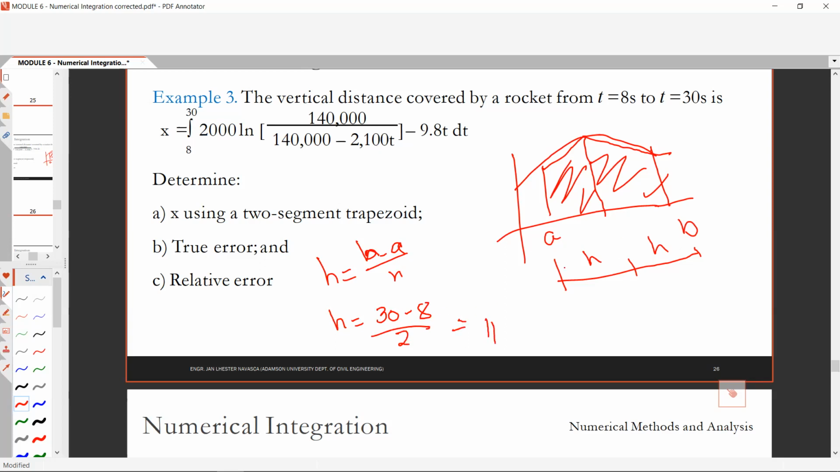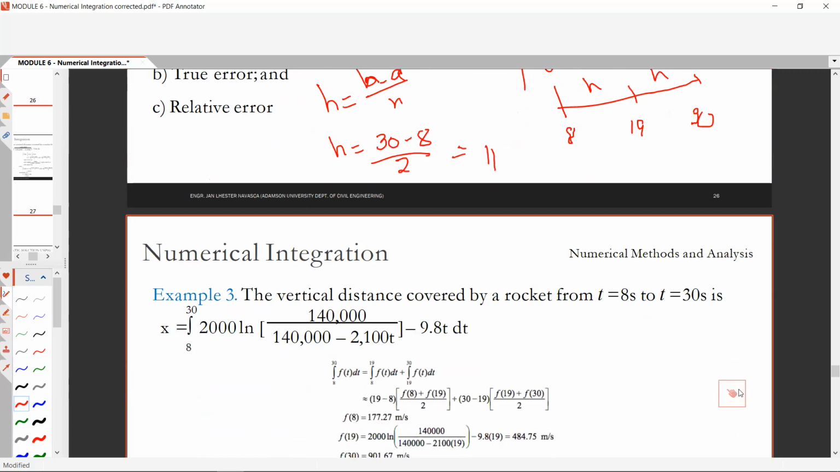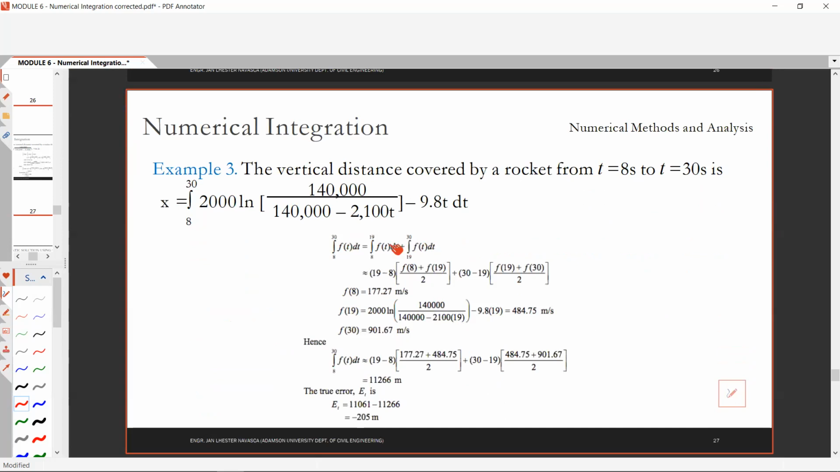Okay, so kung ito ay 8, ito ay 8 plus 11 is 19, plus 11 is 30. Okay? Ayan yung mga points. 8, 19, and 30. Okay? So therefore, the integral of f of t dt can be expressed from 8 to 19 and from 19 to 30. So ito yung solving analytically, we have this one.